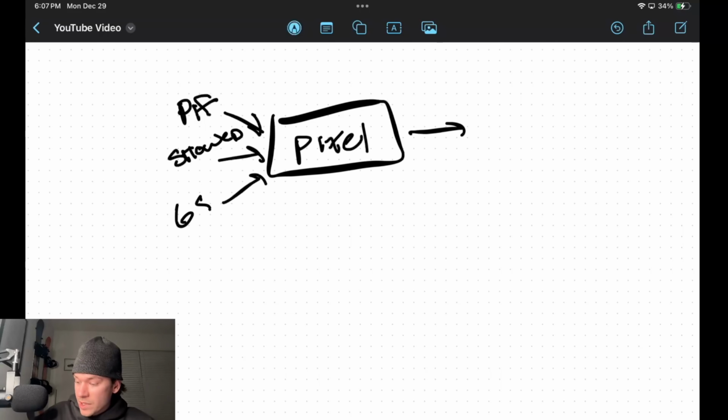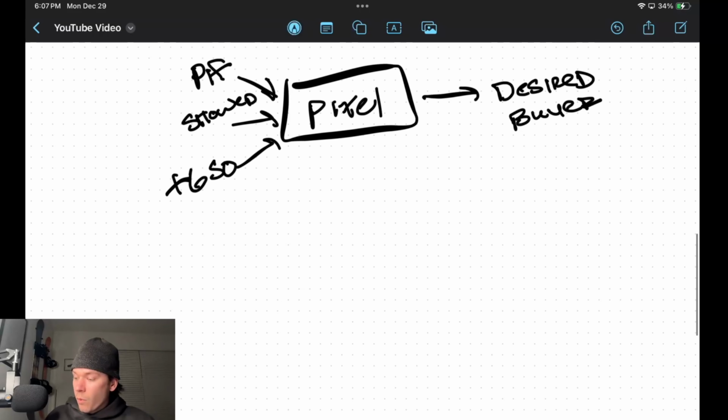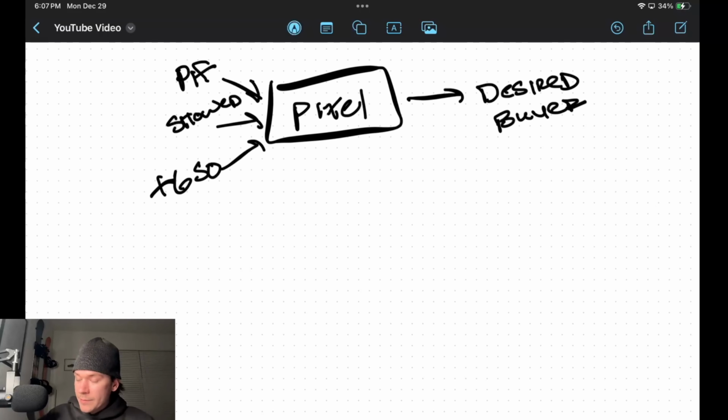I only want people with a 650 credit score, right? And I can feed it data to then give me the desired outcome or the desired buyer. Now, what will oftentimes happen is sometimes your pixel will start feeding you bad data, right? Your event match quality will drop. You won't be bringing the right people. And there's a very easy solution to this.